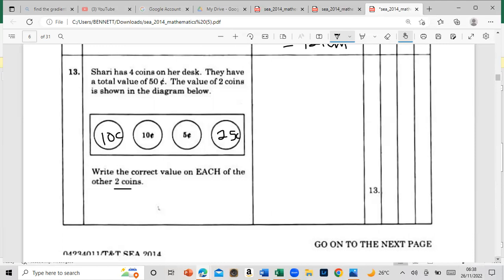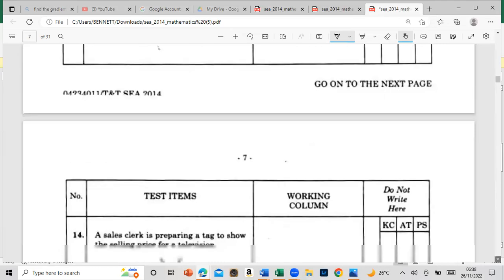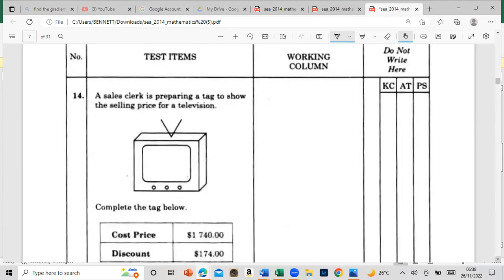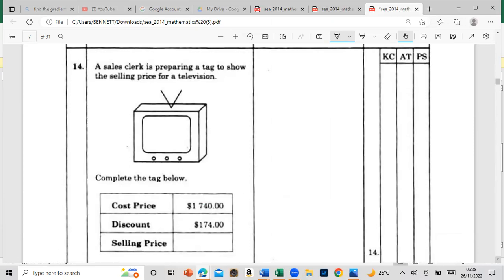All right, let's move on to 14. A sales clerk is printing a tag to show the selling price for a television. So it says complete the tag below. So basically, it's saying that the cost price is $1,740, and the discount is, oh, that means it's a 10% discount. All right, so what's the selling price? So we have to subtract.